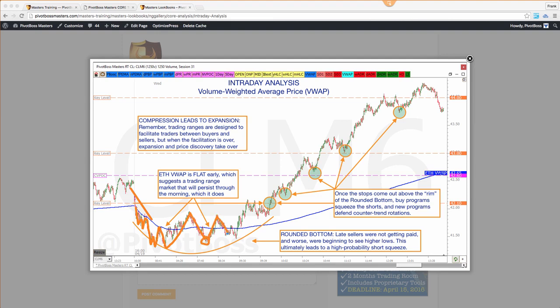You auction higher to entice sellers. You push down and you can't get a new low. And now all of those sellers that are coming in aren't getting paid. As a matter of fact, they're getting higher and higher lows, right? So that right there around VWAP tells you, be watching out for a potential transition from a trading range market to perhaps a markup phase.